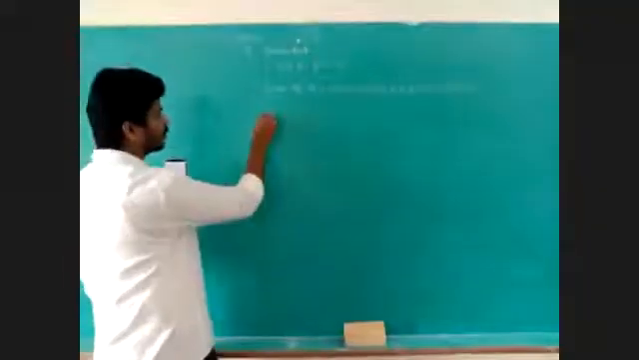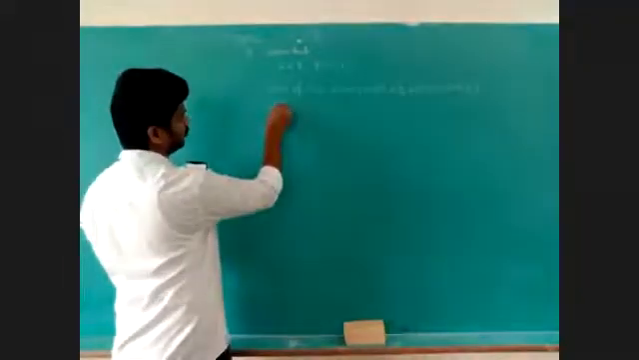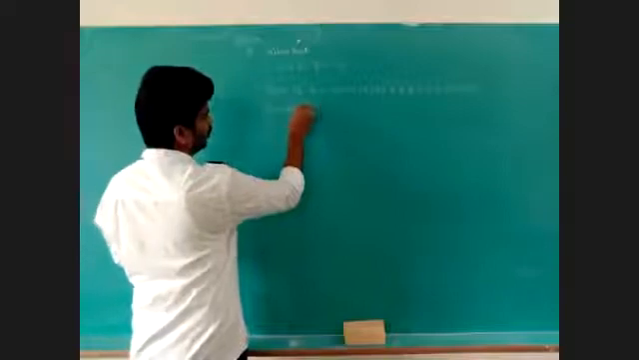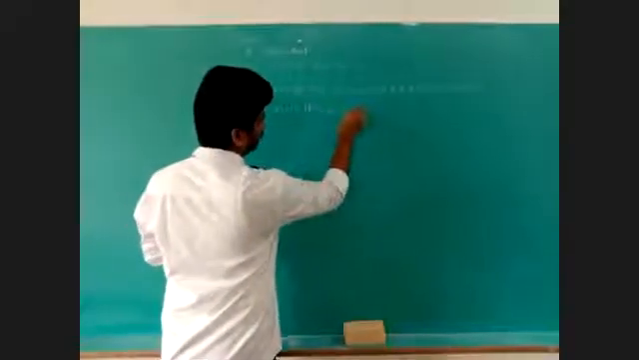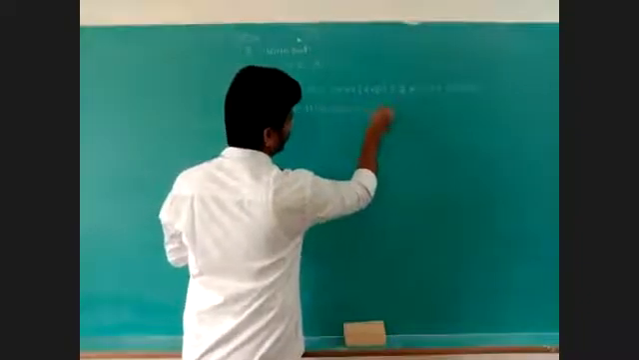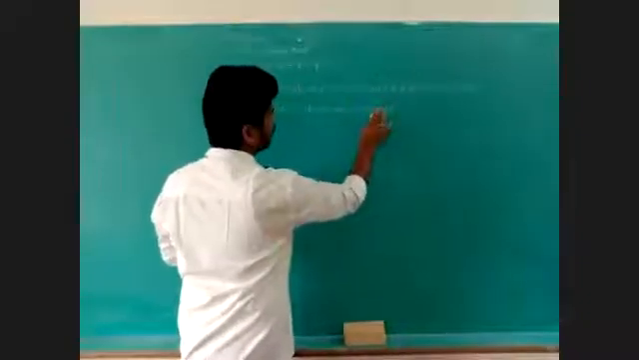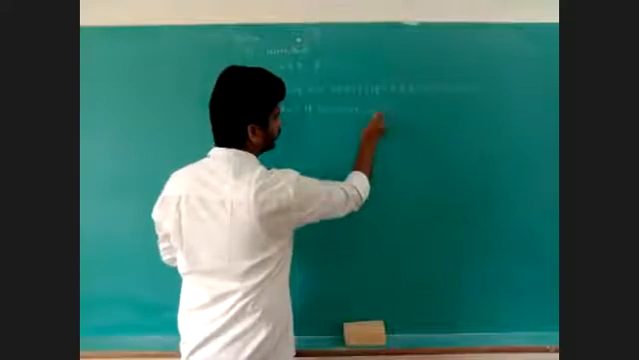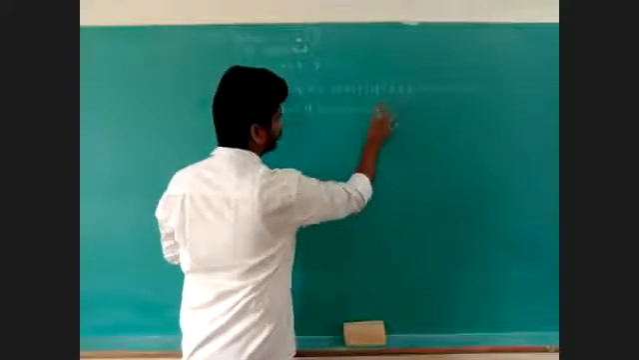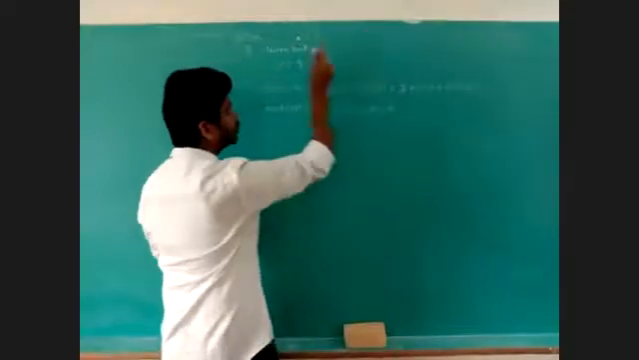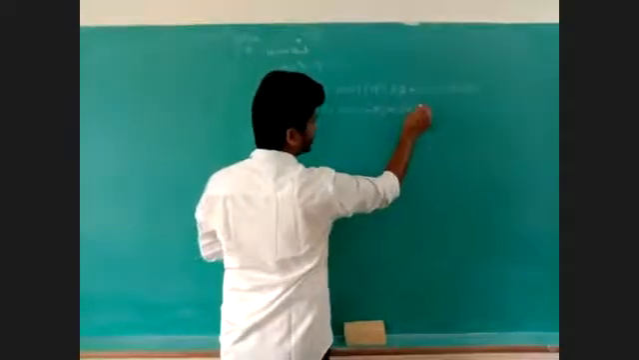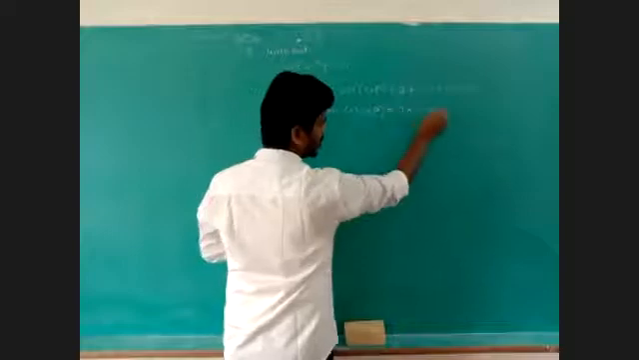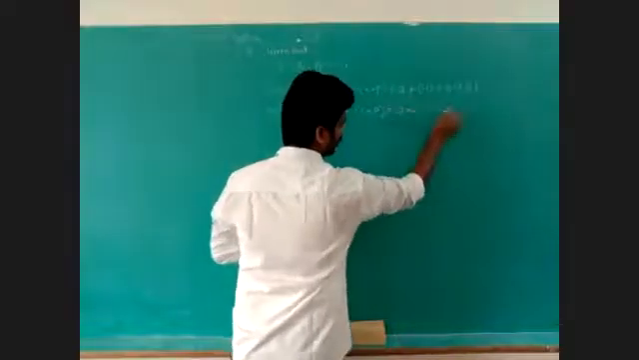Find the product of the zeros. Product of the zeros is alpha into beta. Here alpha is 2 and beta is -1. Plus into minus is minus, 2 ones are 2. So -2 is the product of the zeros.